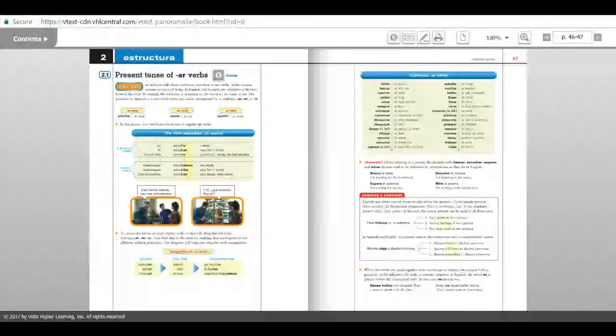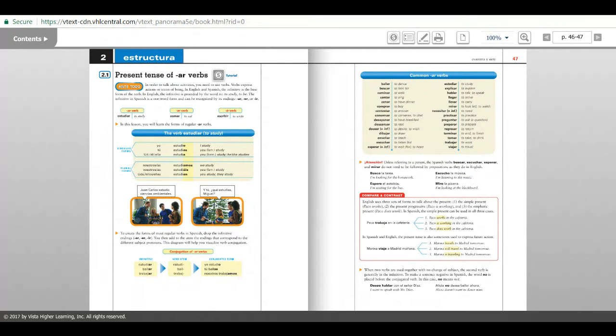So all of those verbs on page 46 and 47 will change the exact same way. And notice here that they have estudiar as one of the examples. If you go through all of these, bailar, buscar, notice that these are the infinitive of the verb. The infinitive of the verb for these verbs ends with AR.